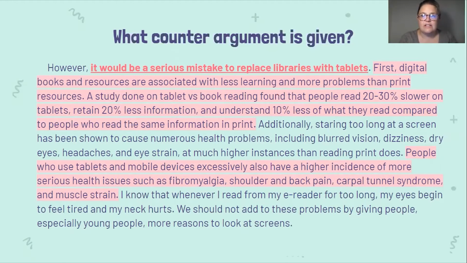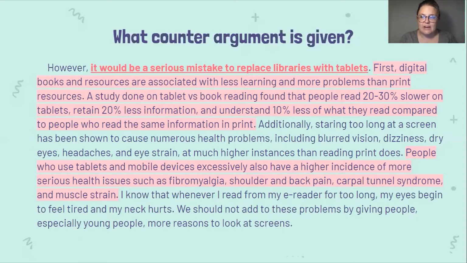The first is given. It says, "First, digital books and resources are associated with less learning and more problems than print resources." There are some statistics that follow that show that reading a print book is more effective for most people. Here we can see that the author makes sure to refute each of these points about digital resources being better. He gives a reason that shows why his opinion about libraries is stronger.